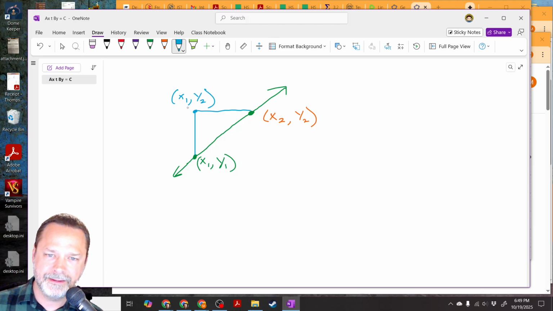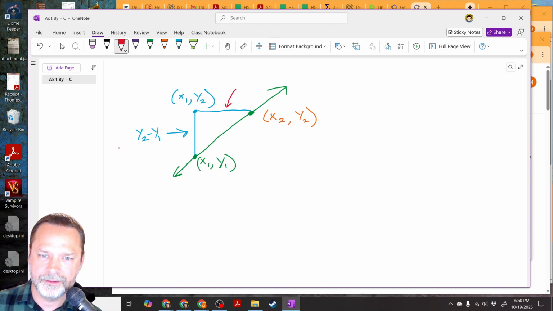So what's this distance? This distance going up is going to be y2 minus y1. It's the difference in our y's because it's straight up and down. So this distance here is y2 minus y1. And this distance right here, so there's our rise, our run will be going left to right. That's going to be x2 minus x1. That's that distance.